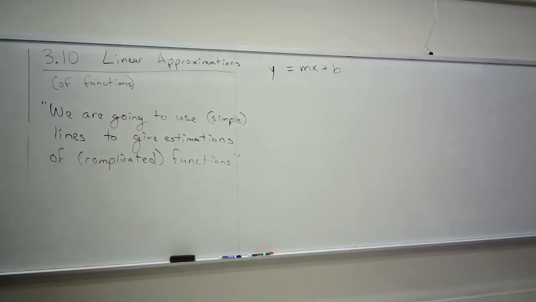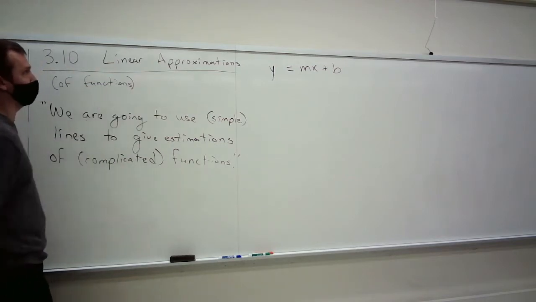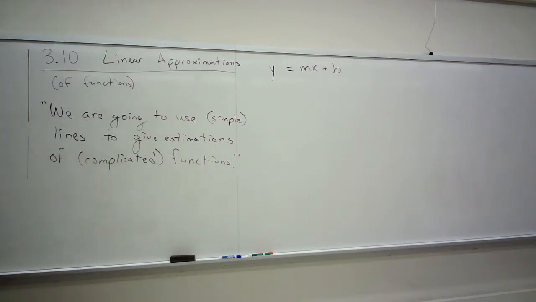We need to do one multiplication. Given some input, we need to multiply it by a slope, and then we need to add a y-intercept. That gives you, for any input, the output for a line, right? That's about as simple as it gets. So we're going to use these simple things to try and give estimations of complicated things.